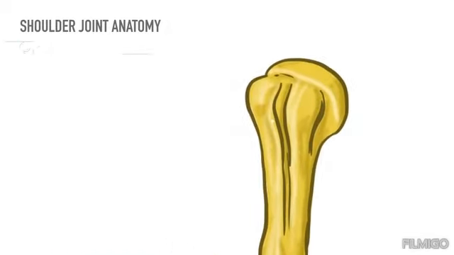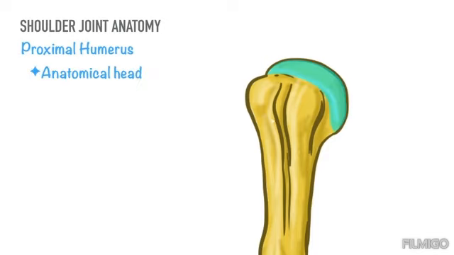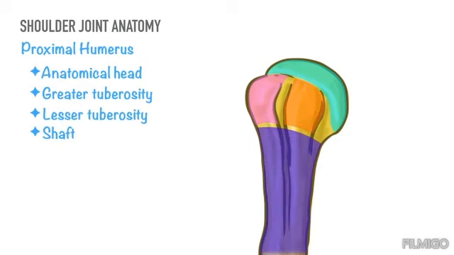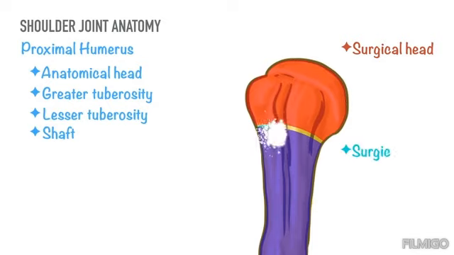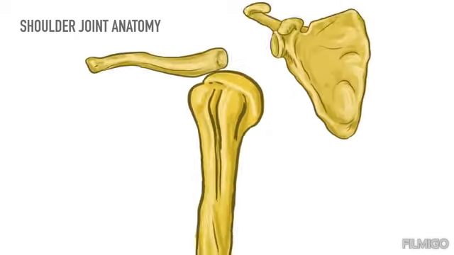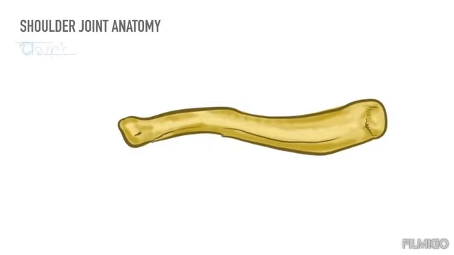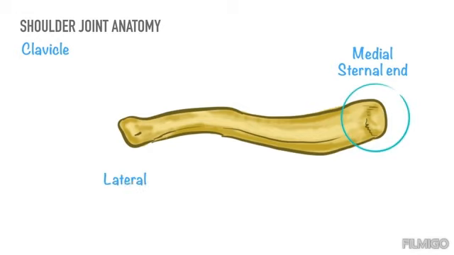The proximal humerus comprises four major parts: the anatomical head, greater tuberosity, lesser tuberosity, and the shaft. The anatomical head and the tuberosities make up the surgical head of the humerus. The surgical neck of the humerus lies at the junction of the surgical head and the shaft. The clavicle is an S-shaped bone that articulates with the acromion of the scapula laterally to form the acromioclavicular joint.